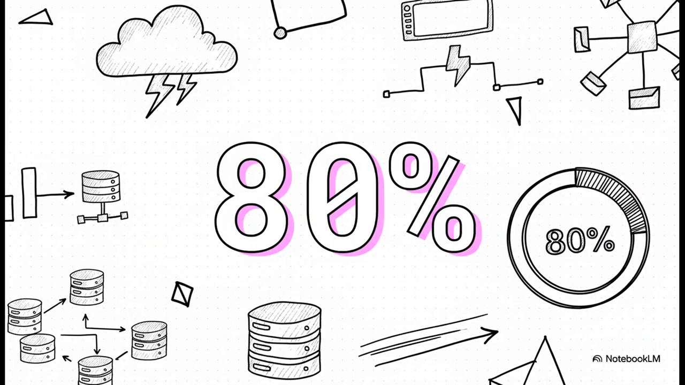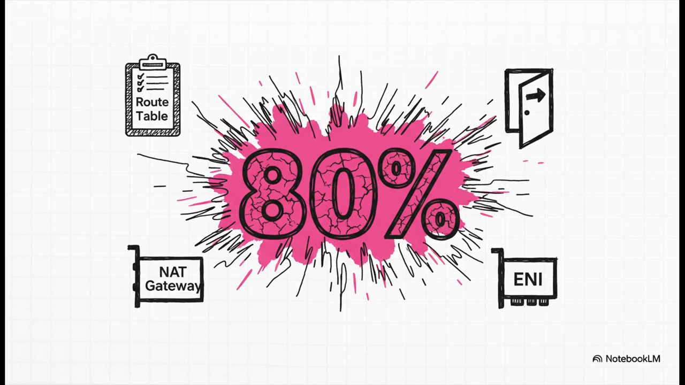80%. Just let that number hang in the air for a second. What in the world of cloud infrastructure could 80% possibly refer to? You got it. 80% of production accidents: misconfiguring your route tables, your NAT gateways, your ENIs, that is the number one reason for downtime, for outages, for those late-night pages.